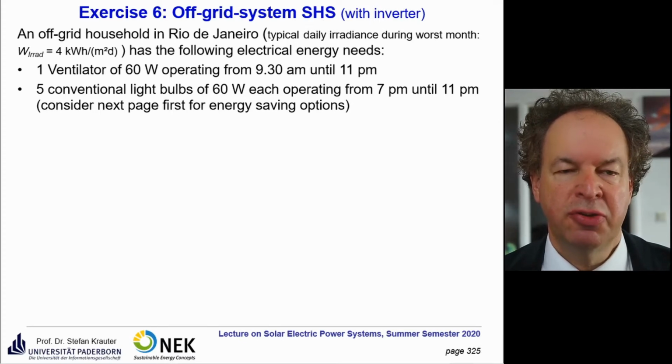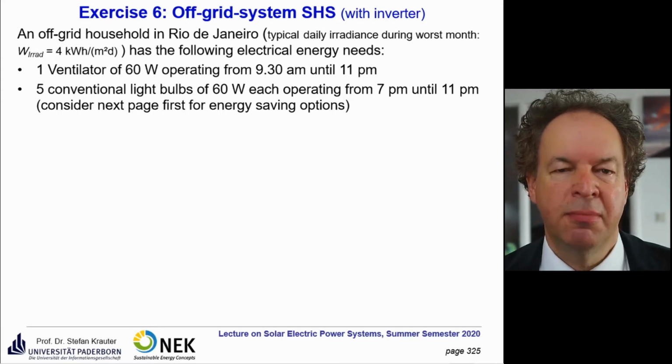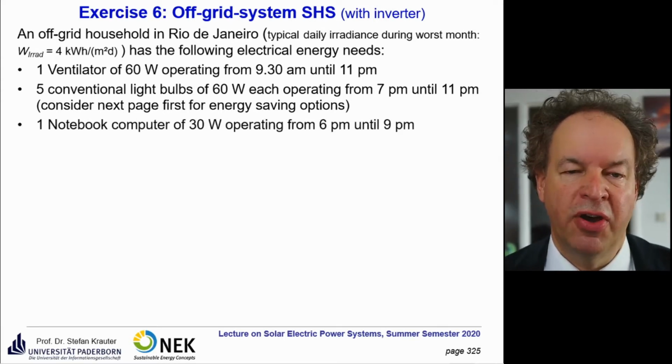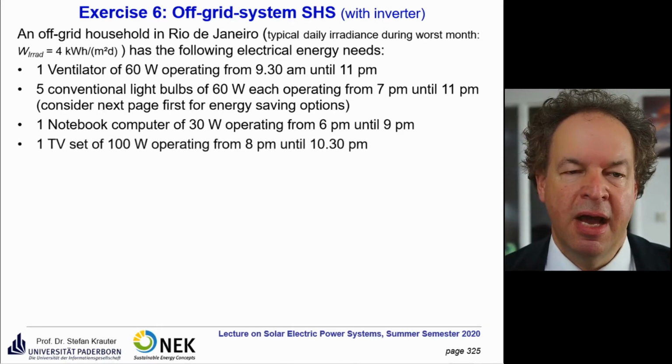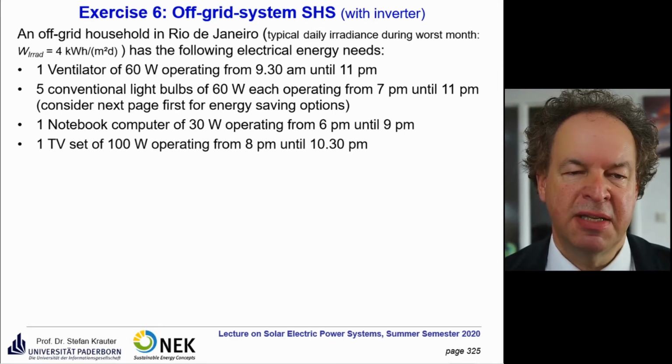So as an engineer, you should not only think about the given values, you can also think that you modify, for example, some loads in order to make the whole system more economic. We have a notebook computer of 30 watts that operates from 6 p.m. to 9 p.m. We have a TV set of 100 watts operating from 8 p.m. to 10:30 p.m. If you take a look at these values of the consumption, you see that it's not a lot of room for improvement for the notebook and the TV set.